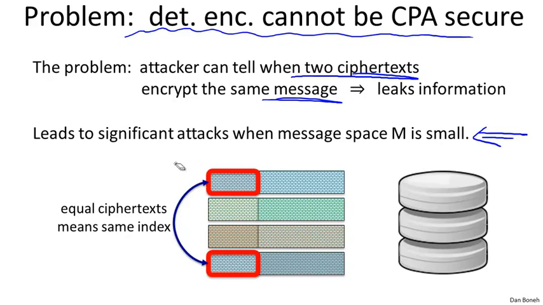Now concretely, in the case of an encrypted database, what the attacker would see is that if there are 2 records that happen to have the same ciphertext in the index position, then he knows that those 2 records correspond to the same index. So again, even though he doesn't know what the index is, he learned something about the corresponding plaintexts.